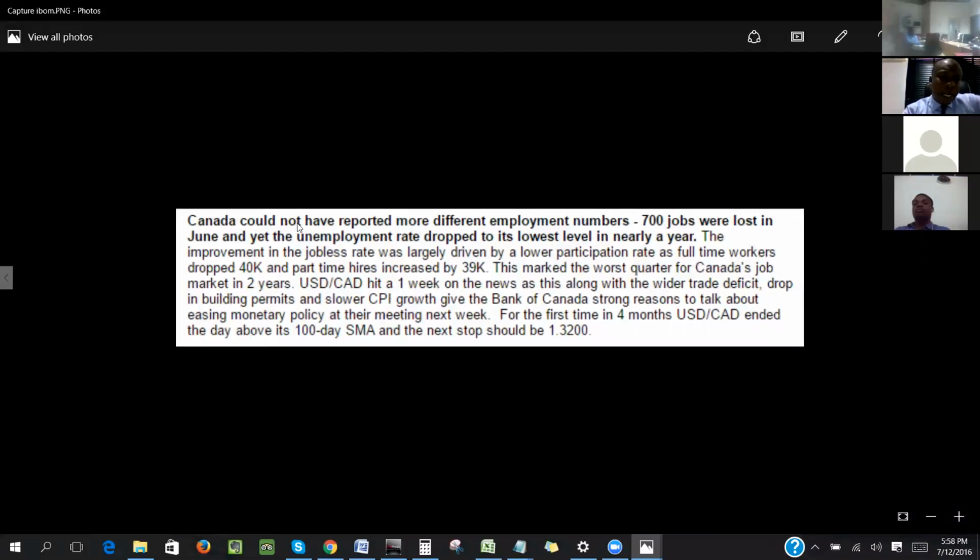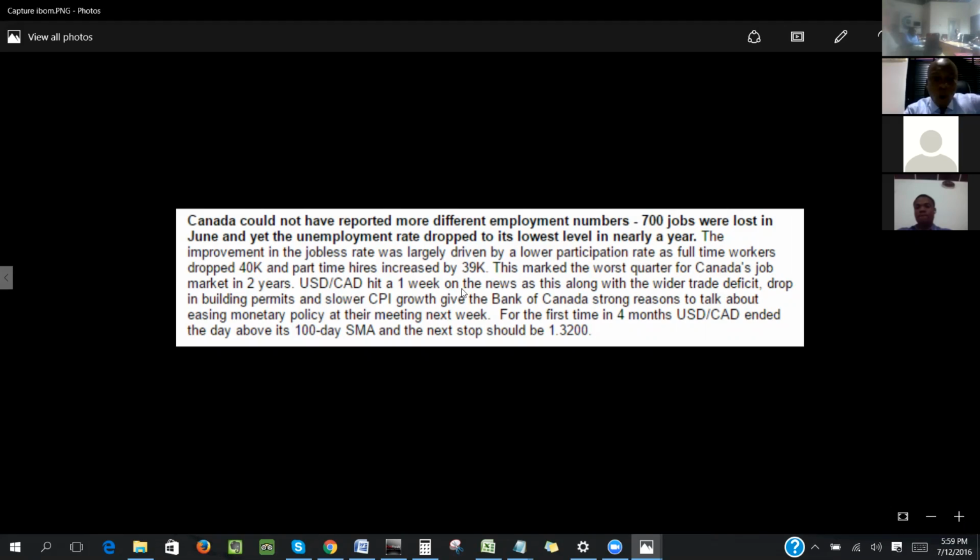Canada could not have reported more different employment numbers. 700 jobs were lost in June, and yet the unemployment rate dropped to its lowest level in nearly a year. The improvement in the jobless rate was largely driven by lower participation rate, as full-time workers dropped 40,000, and part-time hires increased by 39,000. This marked the worst quarter of Canada's job market in 2 years.